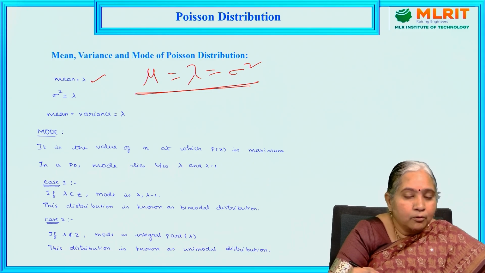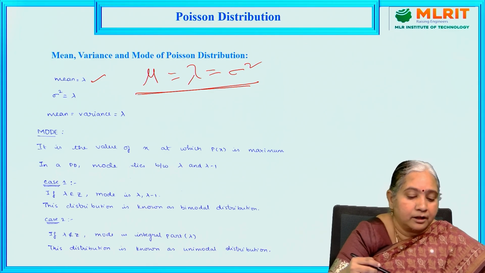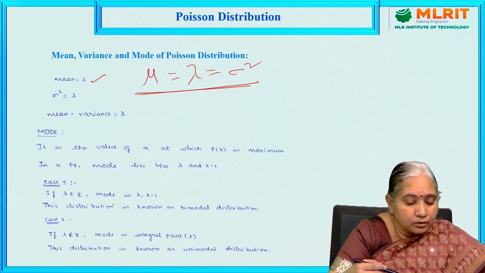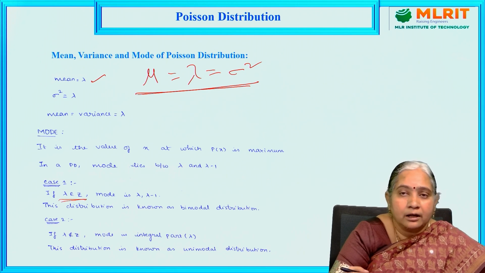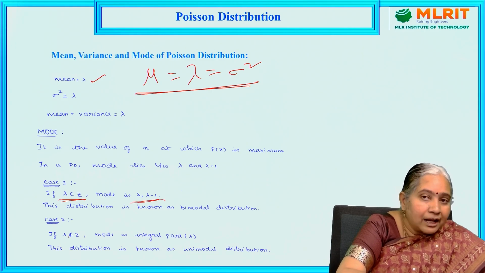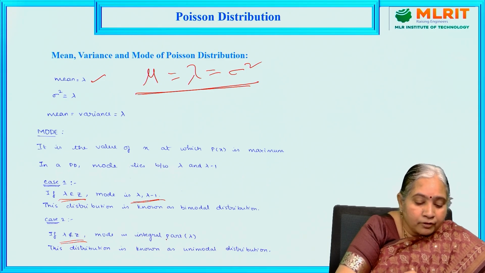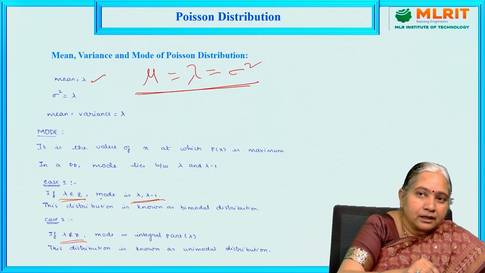And mode. Mode depends on the value of lambda. It lies between lambda and lambda minus 1, and here also we have two cases. If lambda is an integer, then it is bimodal, that is lambda and lambda minus 1; two modes we get. If lambda does not belong to Z, that means it is not an integer, then we take the integral part of lambda, and in that case it is unimodal. If lambda belongs to Z, it is bimodal.